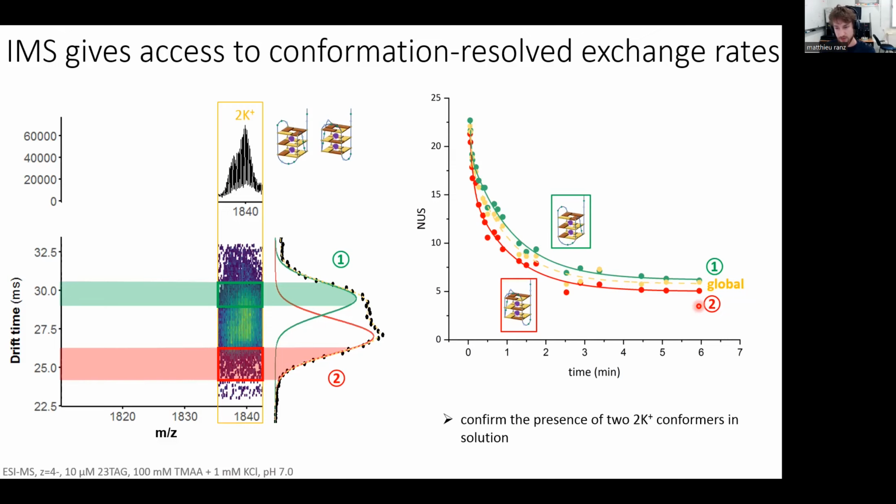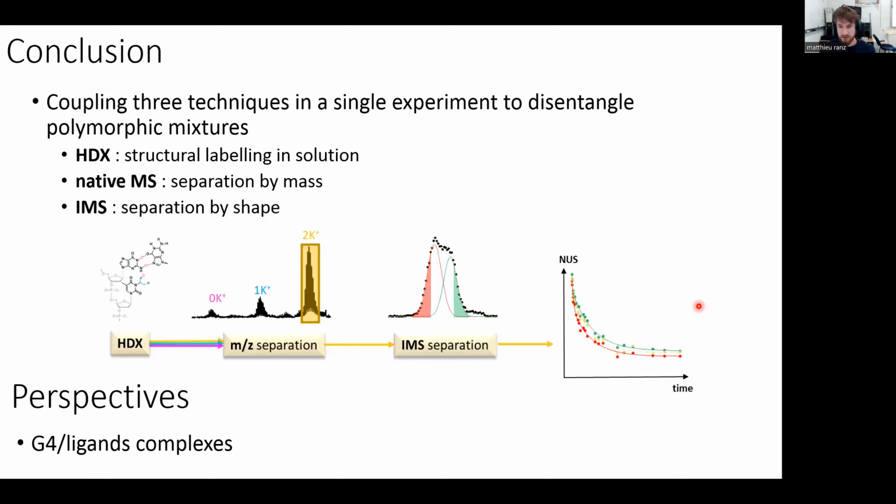So all in all, we are confident that this technique can help to characterize such conformer mixtures. And in conclusion, we can say that we managed, in a single experiment, and this is important, to couple three techniques, the HDX, the native MS, and the IMS, to disentangle polymorphic mixtures of biological interest, such as the 23TAG presented today.